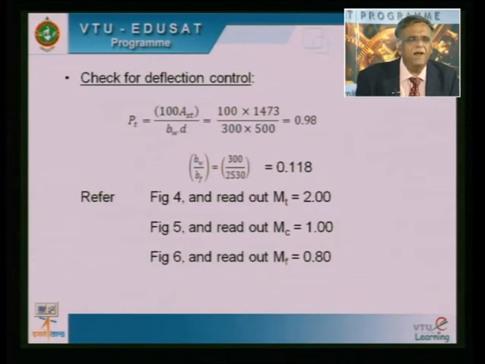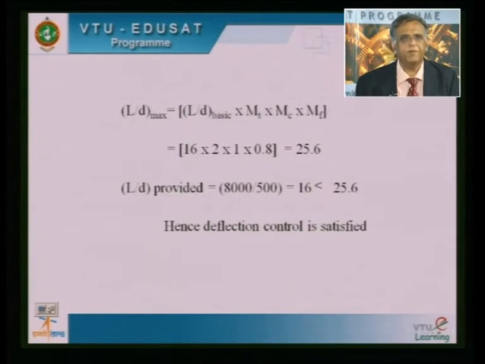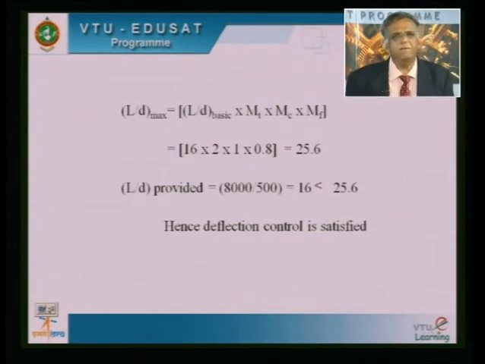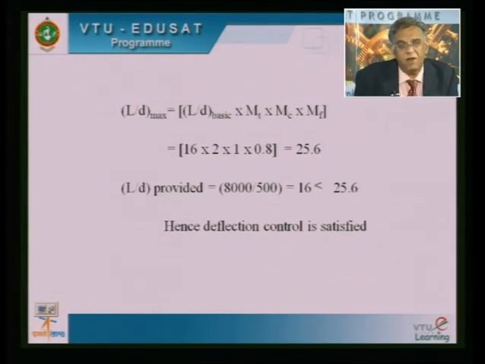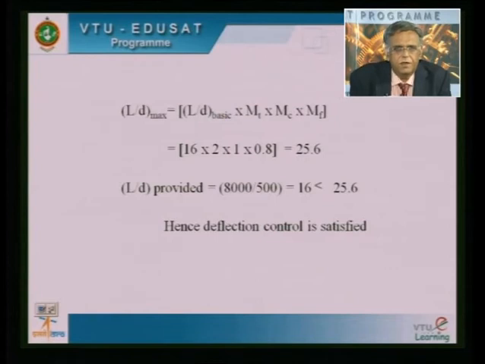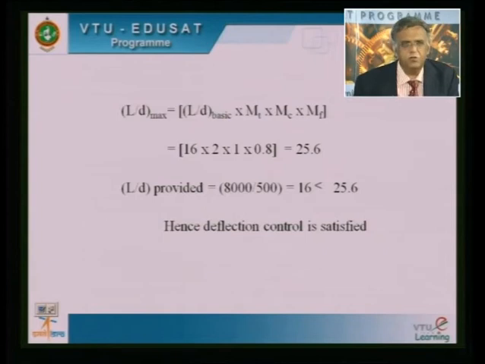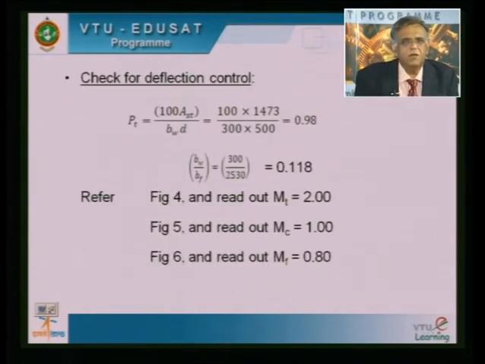You know that allowable L by D equals basic L by D into MT into MC into MF. You can observe this formula given there. Allowable L by D, which is also called L by D max, is the maximum value of L by D allowed. Have you observed this? So once you have understood this formula, now referring to figures 4, 5, 6, get the values of MT, MC and MF.